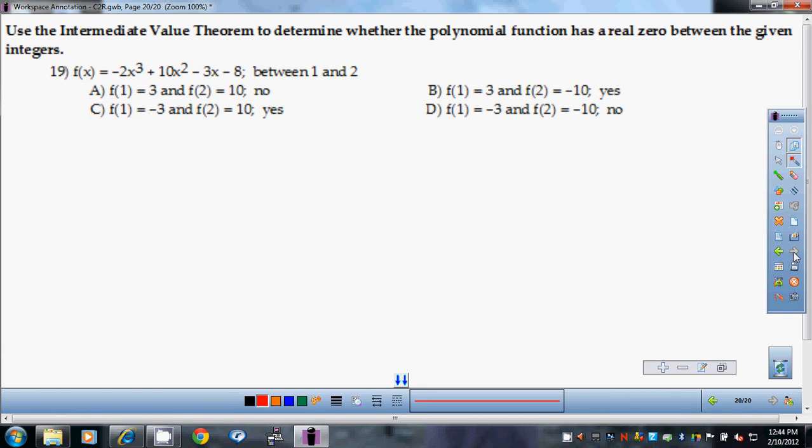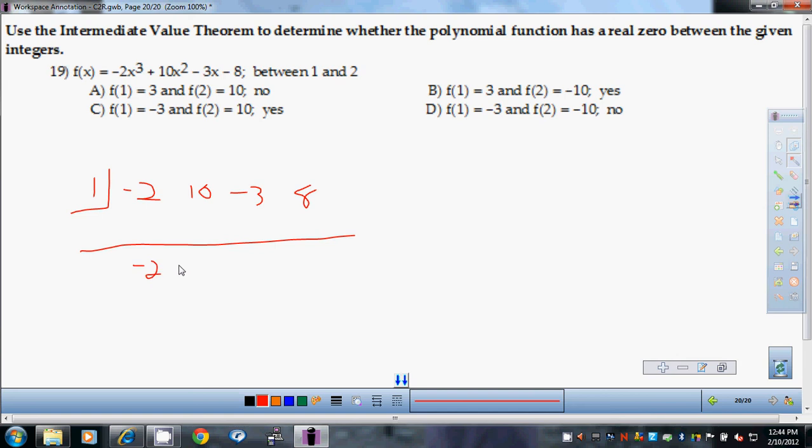So we need to plug in 1 and 2. Again, you can plug it in, or you can use synthetic division, take your remainder. It's the same thing. Without a calculator, I'm going to prefer the synthetic. I plug in 1. 13? That's not right. Oh my goodness. Oh, that's a negative 8, isn't it? I couldn't figure out what was going wrong here.